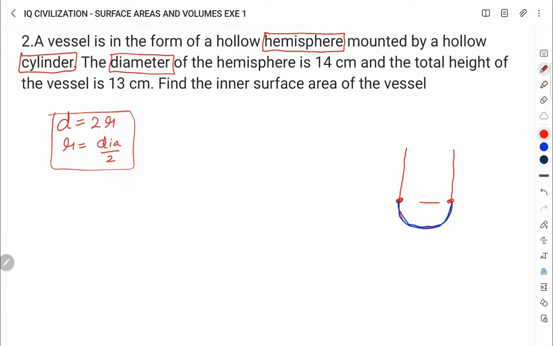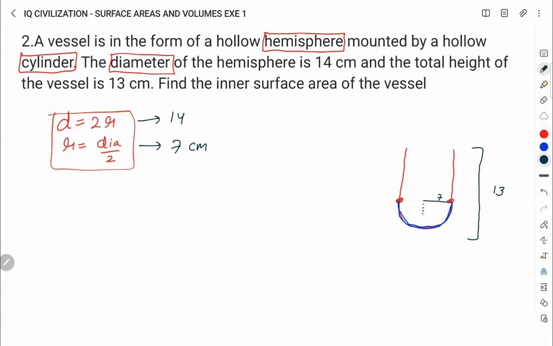The diameter of the hemisphere is given as 14. I already told you we need the radius, that is half of the diameter, that is 7 cm. Whenever there is a hemisphere, if the radius is 7, its height will also be 7. And the total height from here to here is 13.